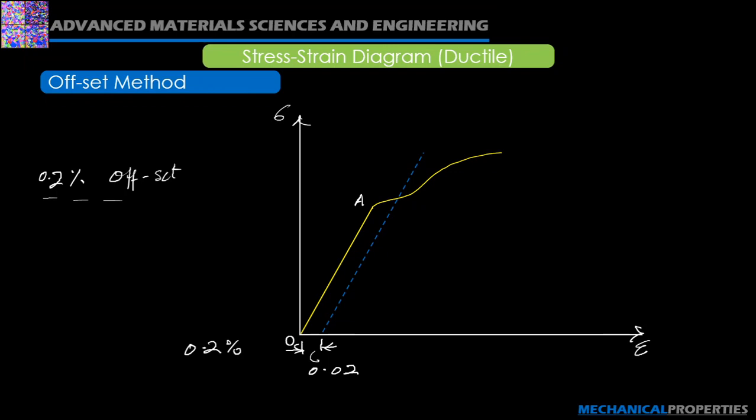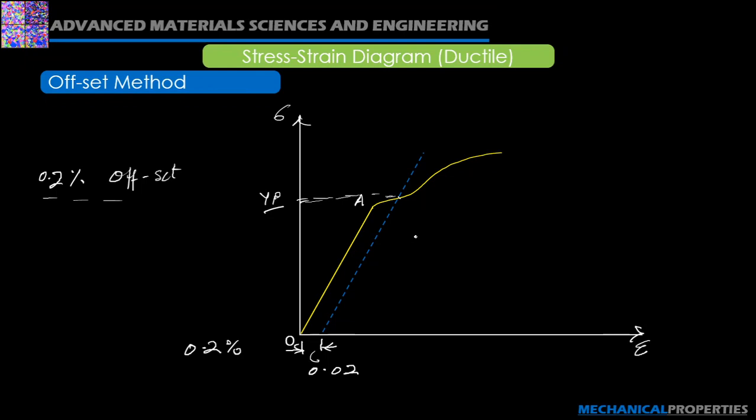At this point, now this line where it cuts the stress strain curve, this point is known as the yield point, and this is also known as the proof stress.